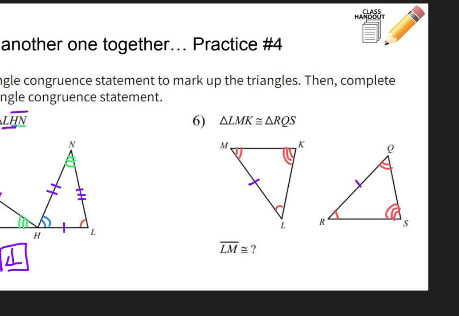MK matches up with QS. And then by process of elimination, we have our third side. All right, so now we can answer the question. So LM is the first two letters. That's going to match up with RQ. We can also look at our mark diagram. LM has one marking and RQ has two markings. So remember, the order of the letters does matter. So this is going to be RQ.